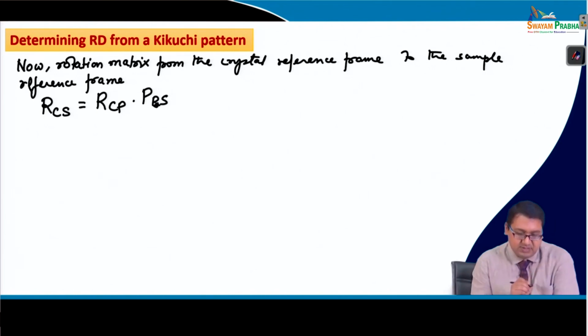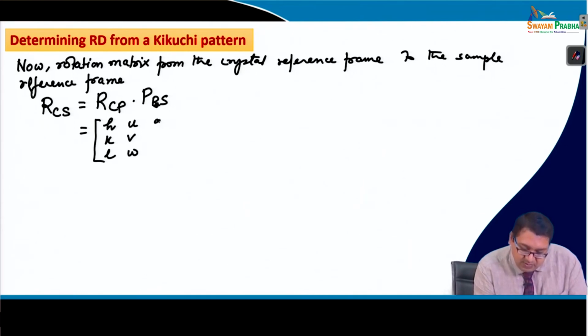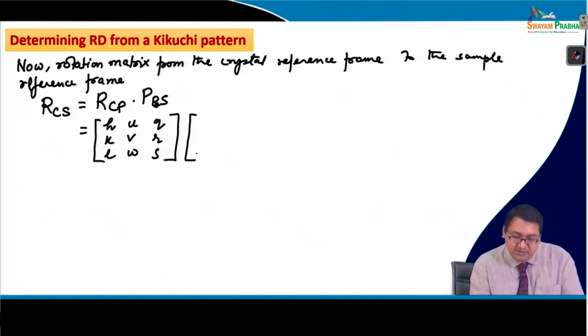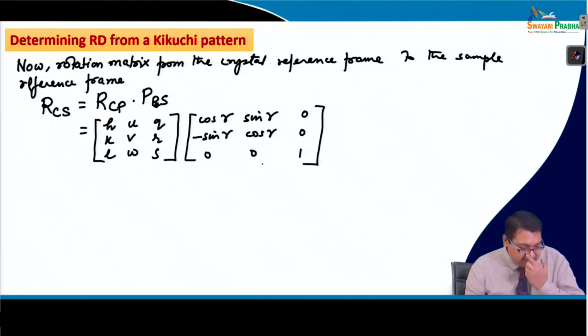Now, RCP as we calculated is HKL UVW QRS, right? And RPS, that is pattern to sample, is [cos γ, sin γ, 0; −sin γ, cos γ, 0; 0, 0, 1], like this, right.